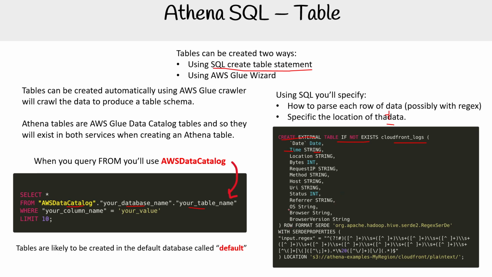Then down below here, notice that we have this row format SerDe, which is serialization, deserialization. This is going to determine how it parses the data in the S3 files. And so in this case, we're using Hive's serialization deserialization, and it's using regular expressions to parse the S3 files.